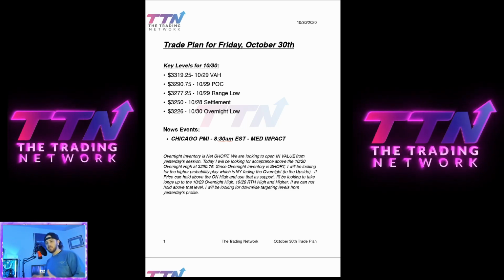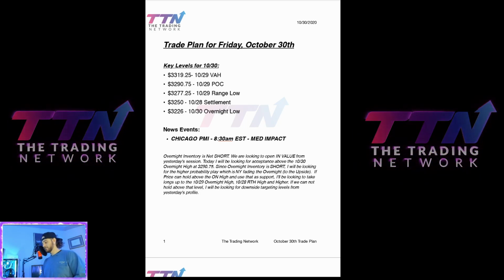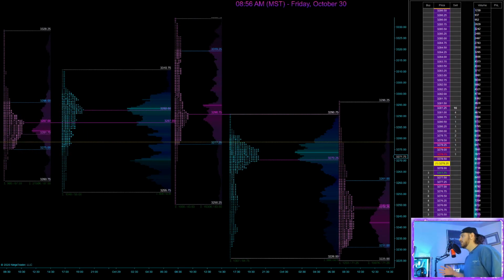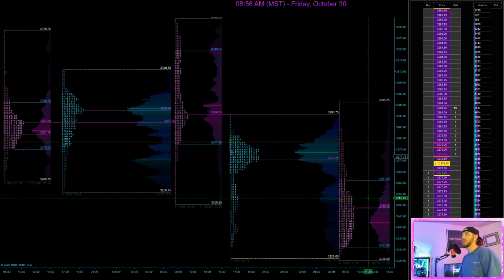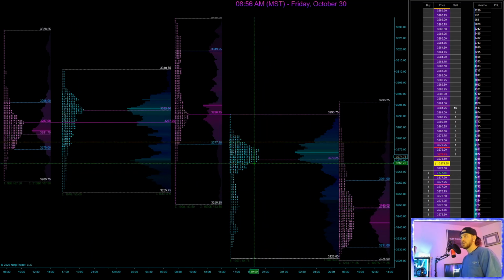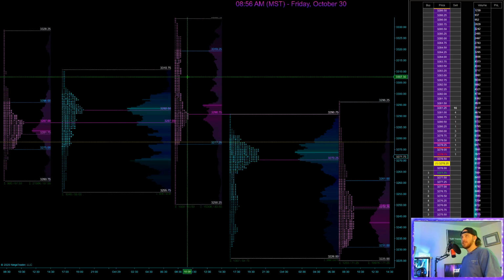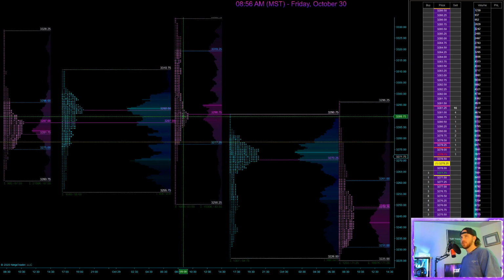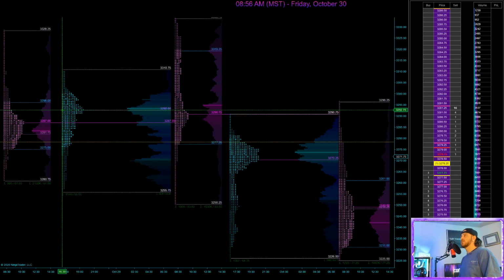So with that said, let's dig into the profile a little bit. Here you can see that we have our profile set up. This is today's regular trading hours session. This is the overnight session. This is yesterday's regular trading hours session, or the New York session. And then this is the previous overnight session.